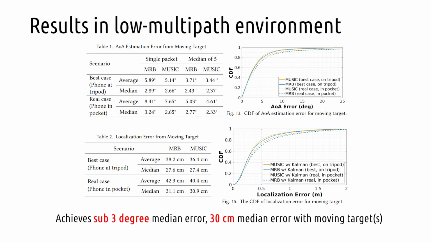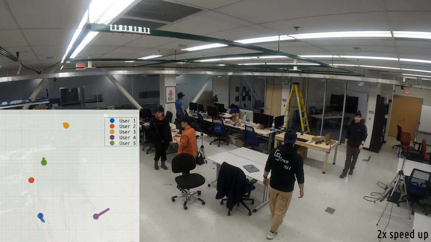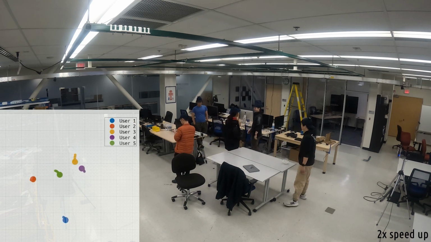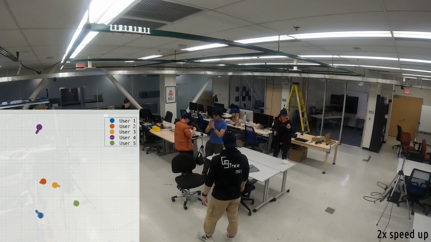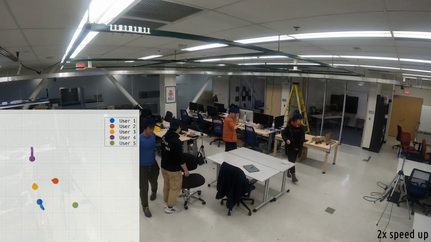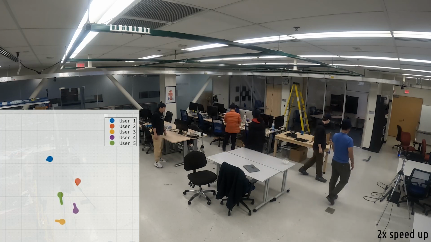with 30 cm localization error. A more complex scenario, a multipath rich office environment with desks, monitors, and chairs, is evaluated as well. Moreover, the system is tested with 5 users, each with a phone in the pocket at the same time. The system performs with an angle of arrival accuracy of 5.9 degrees and a localization accuracy of 68.4 centimeters, showing the robustness of the system in a complex environment with multiple users.